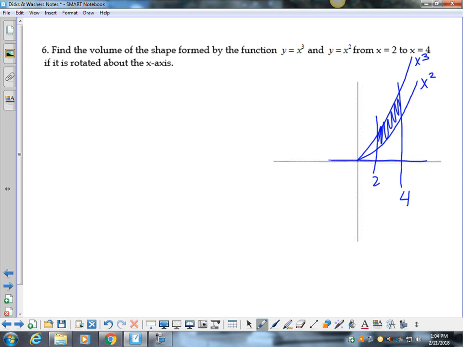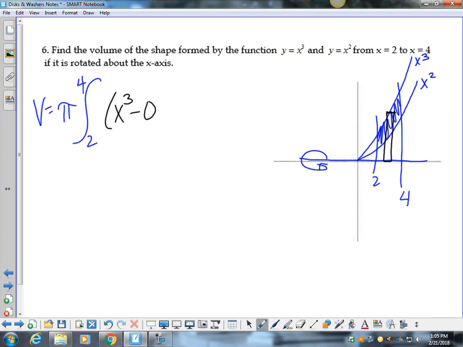I'm rotating it around the x-axis. So volume equals pi. Oh, I need to find where they're equal. Oh, no, I'm going from 2 to 4. Okay, so big is going to be from your top all the way down to your axis of rotation. So x cubed minus 0. And again, it's not always going to be 0, so don't get lazy on that part. Squared, pi r squared. Minus, I already got my pi.